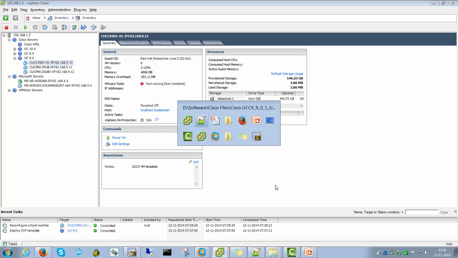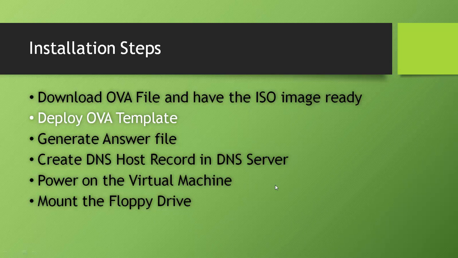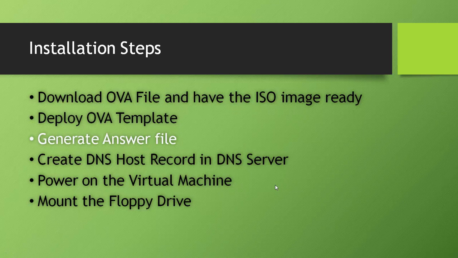Let me navigate over to the slide. So we deployed the OVA template. The next point is we're going to generate the answer file. So what is the purpose of generating the answer file? When I create the answer file, we can do the unattended installation of the UCCX, so you don't have to sit in front of the machine and provide all the information like host name, IP address, the DNS setting, the NTP setting. You don't have to provide any information at all during the installation. So let's see how we can create the answer file.